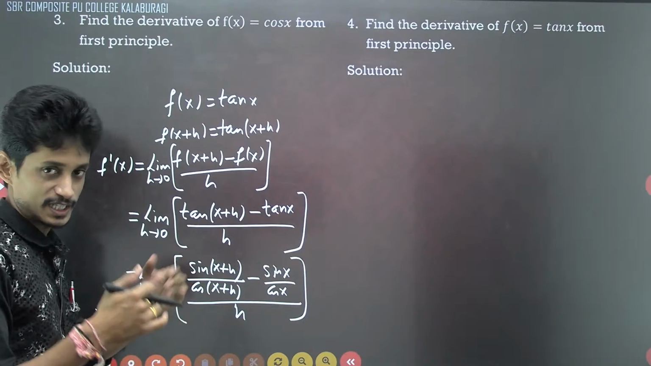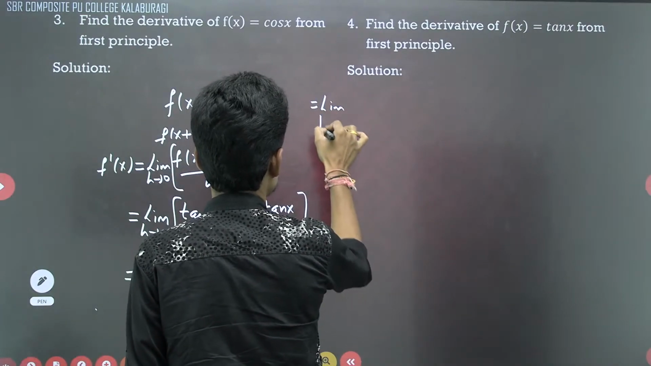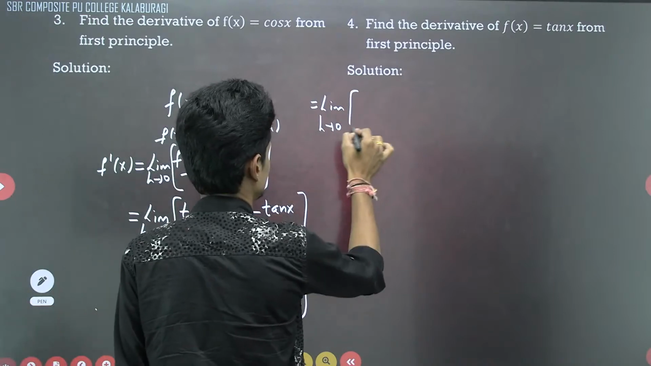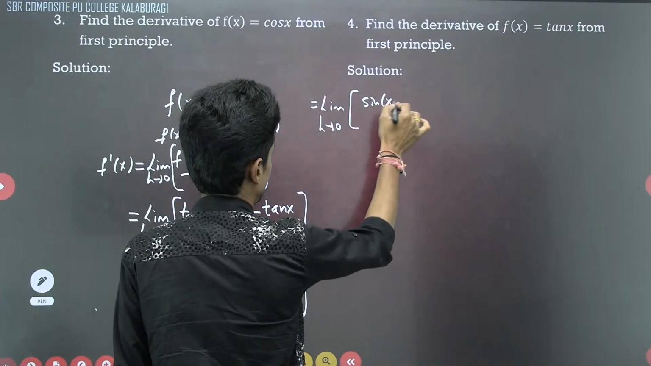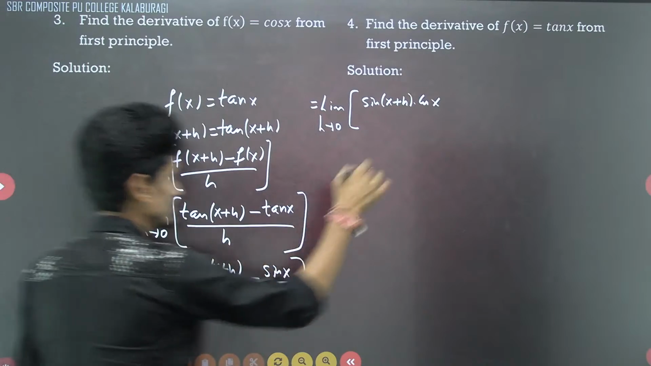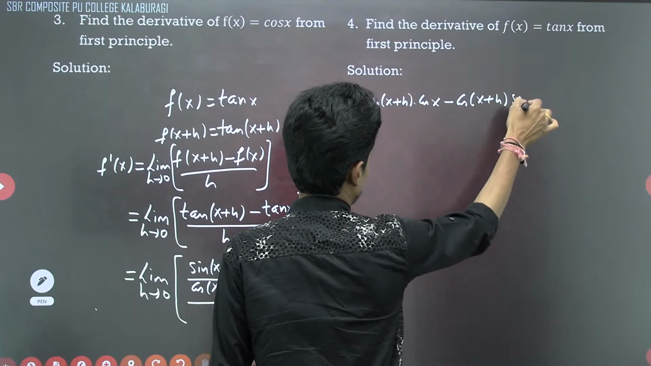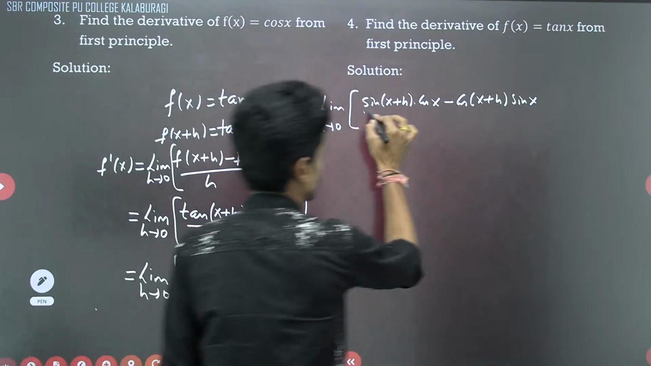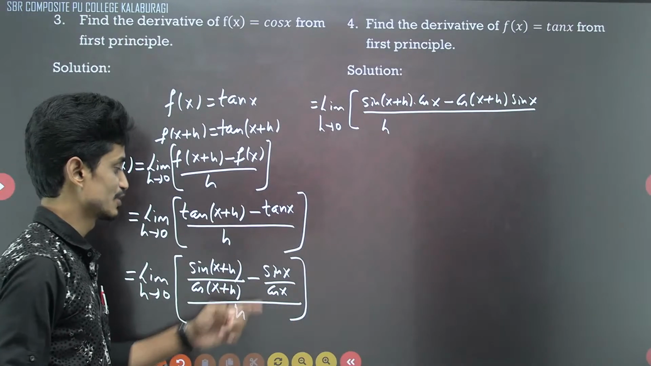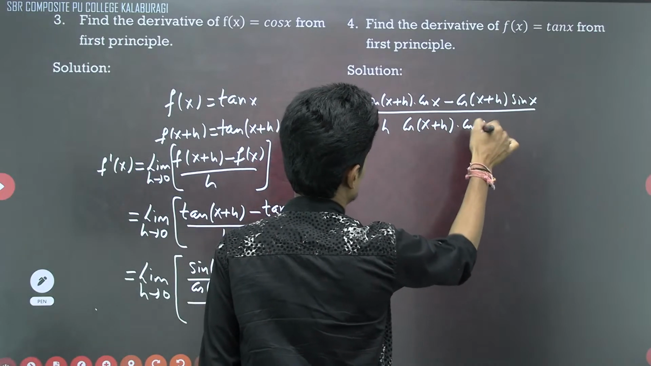So what we can do, take an LCM in place of the numerator. That will give limit as h tending to 0. Cross multiplication, that is sin of x plus h into cos x, and this one we should shift that side, minus cos of x plus h into sin x, divided by this h, keep as it is. What is the LCM here? Cos of x plus h into cos x.